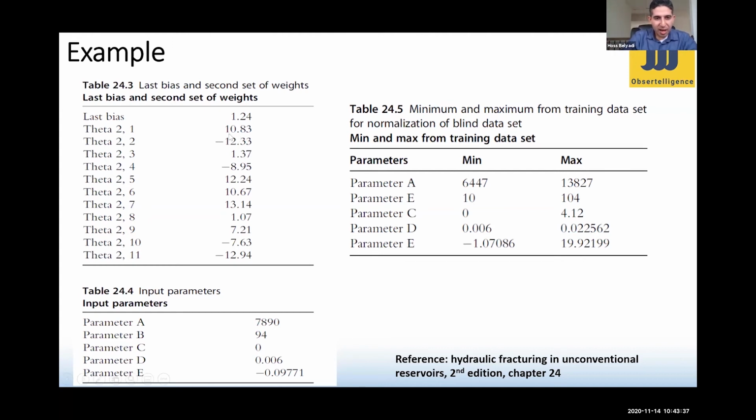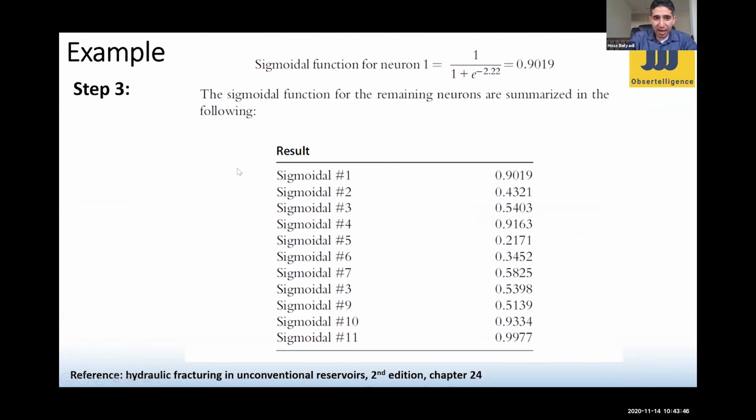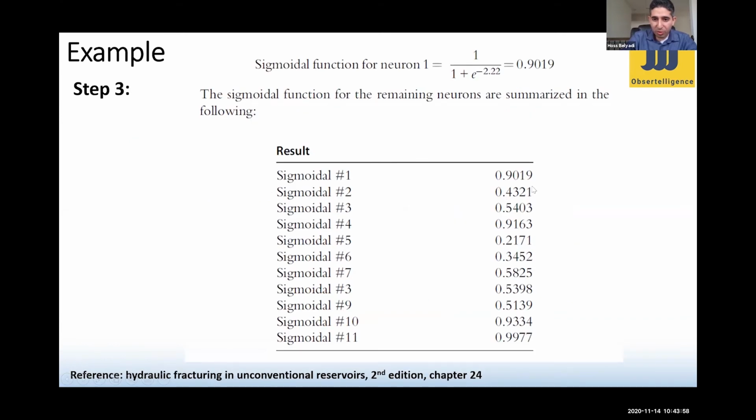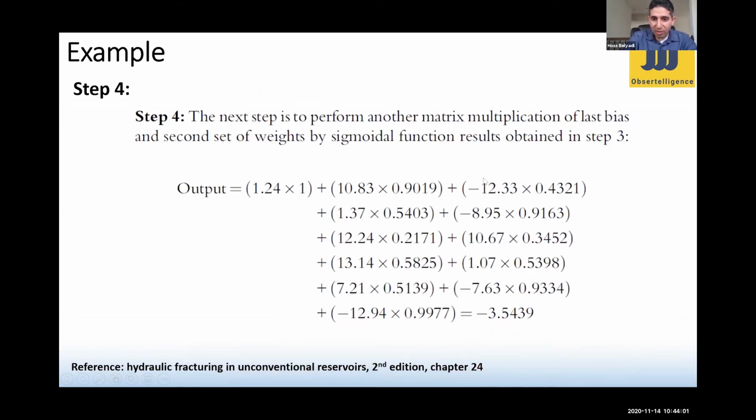So you have to do a matrix multiplication between this second set of weights and what came out of step 3 here. So you take 0.9019 times 10.83 plus 0.4321 times the second set of weights for the second neuron, and you do the same exact thing until you get minus 3.5439.